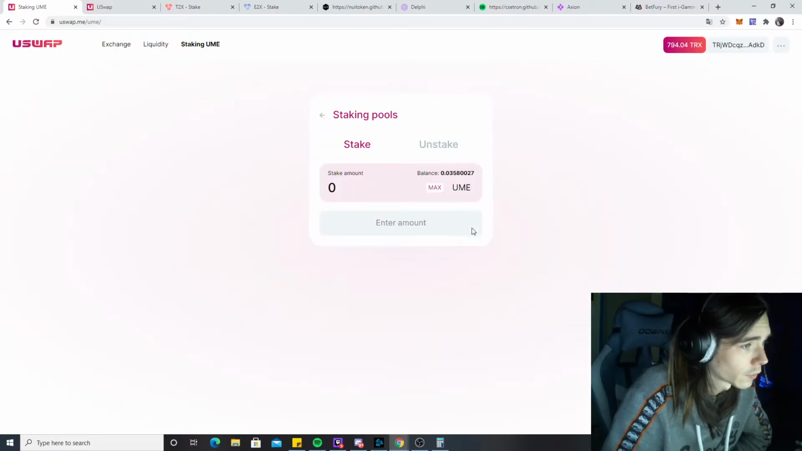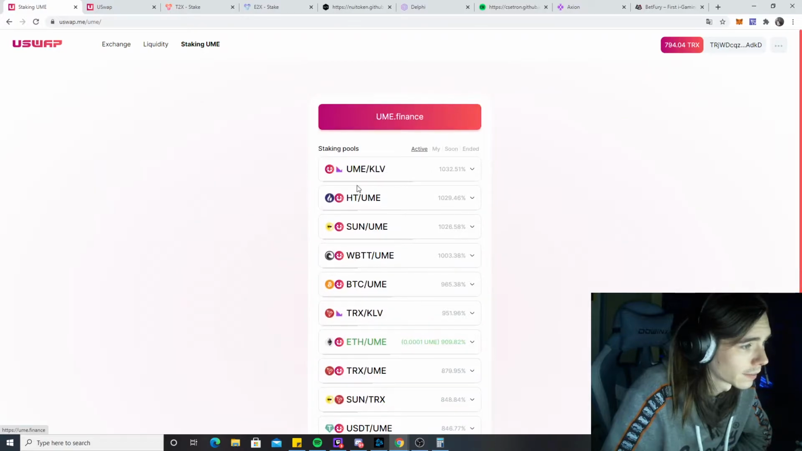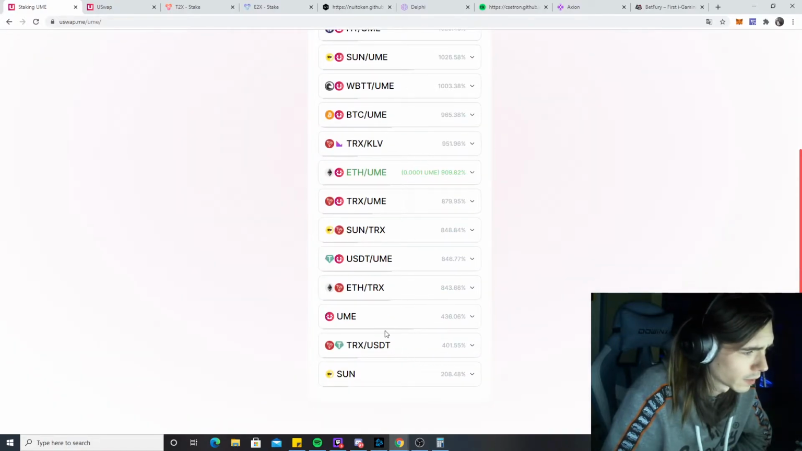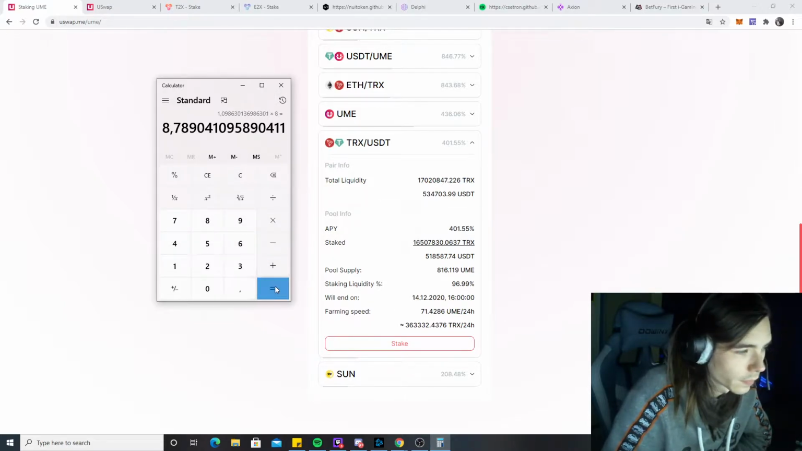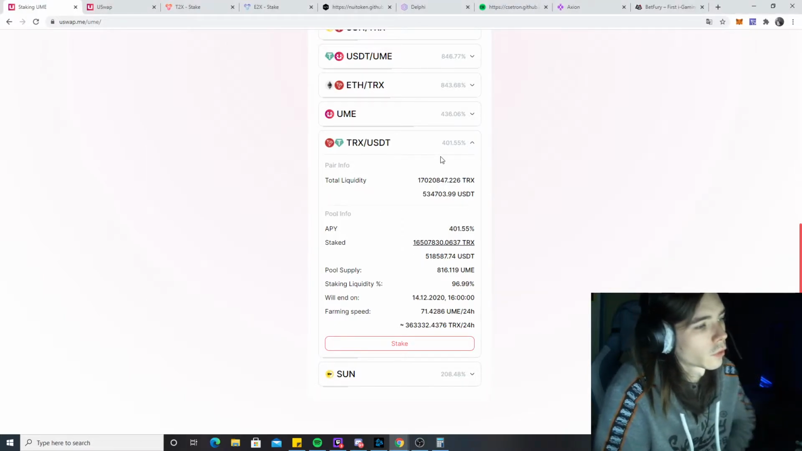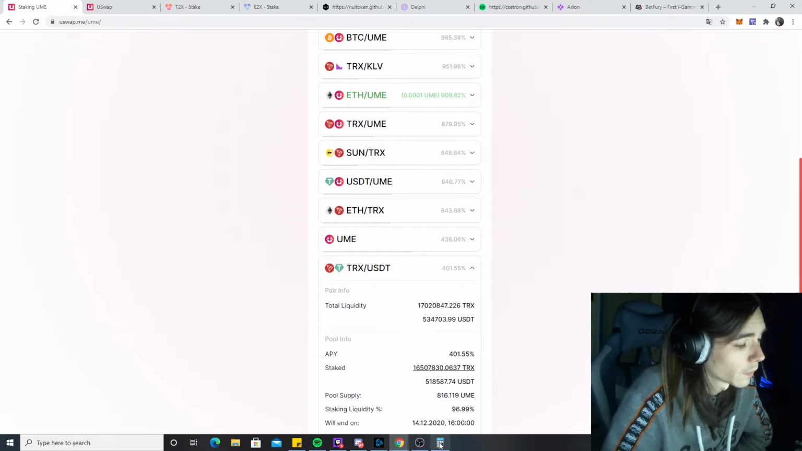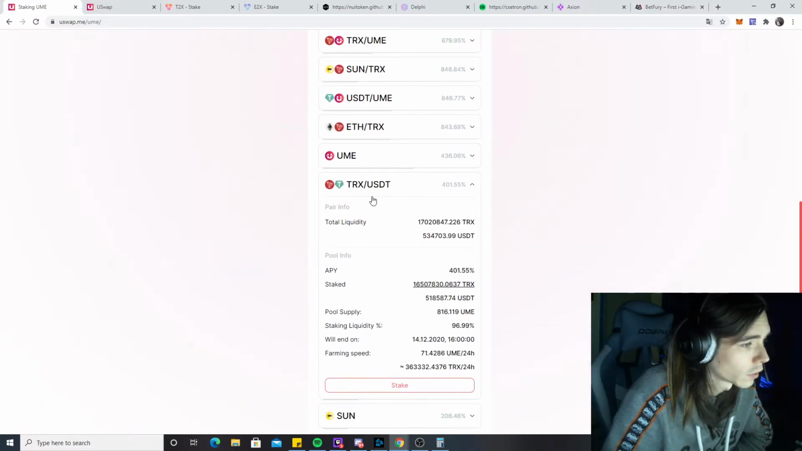And basically how this works, you just put it in and stake it. And then you get basically 436%. You can do it with USDT and Tron to get 400%. This is the safest, I would say, divided by 365 is about 1.1 times 8, right? Equals 8.7%. So this one's also safe. You get less, of course, but still 1% of 1k is $10 a day without risk.